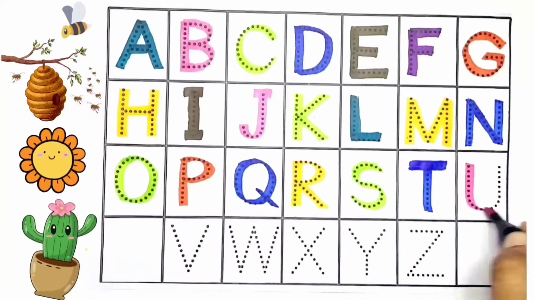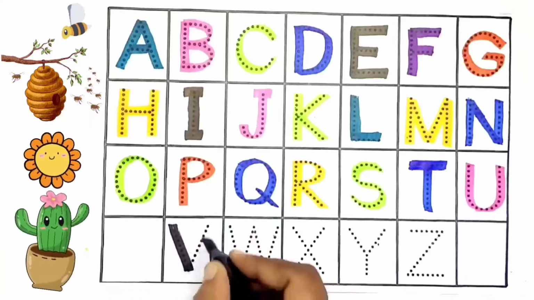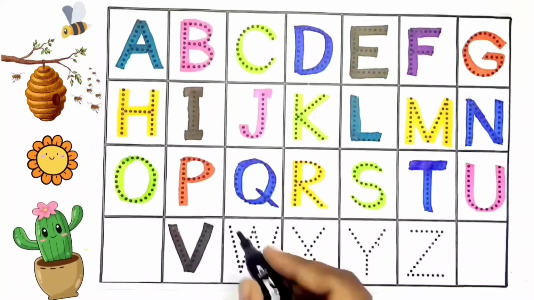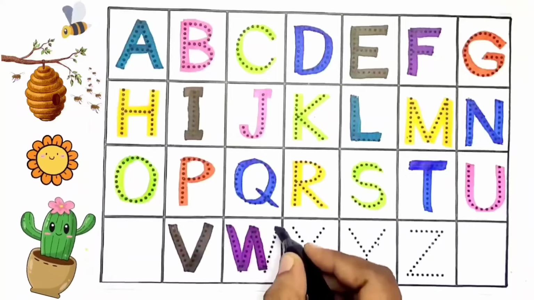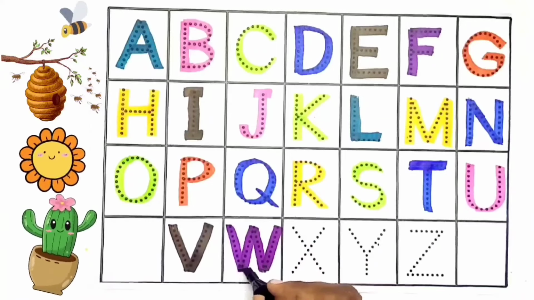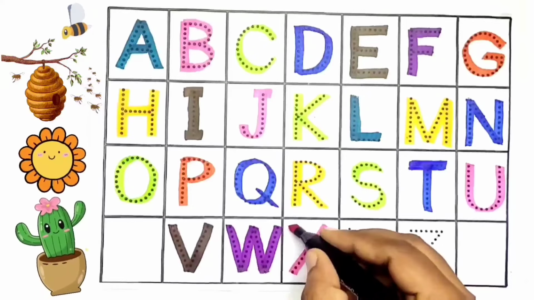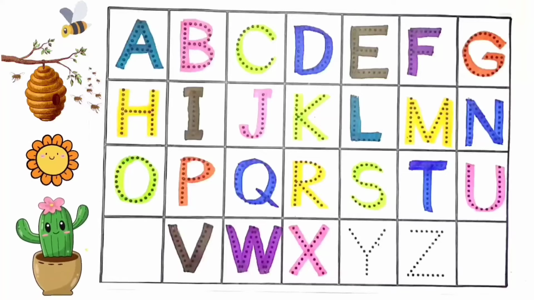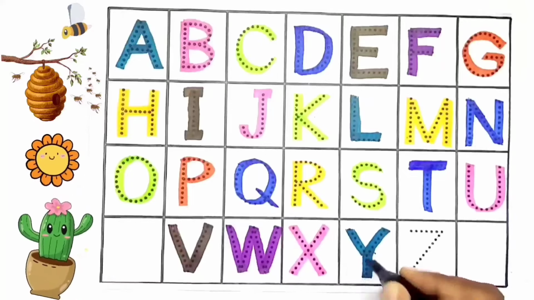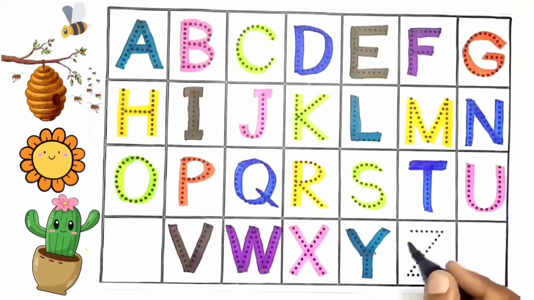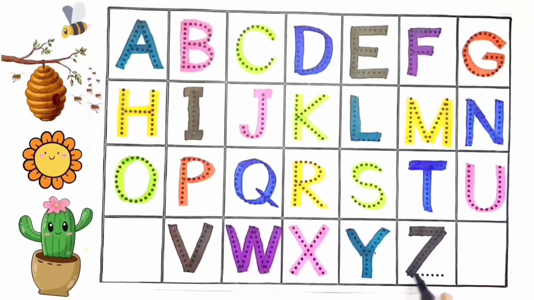U. U for umbrella. This is U. V. V for violin. W. W for watermelon. X. X for xylophone. Y. Y for yolk. Z. Z for zebra. This is Z.